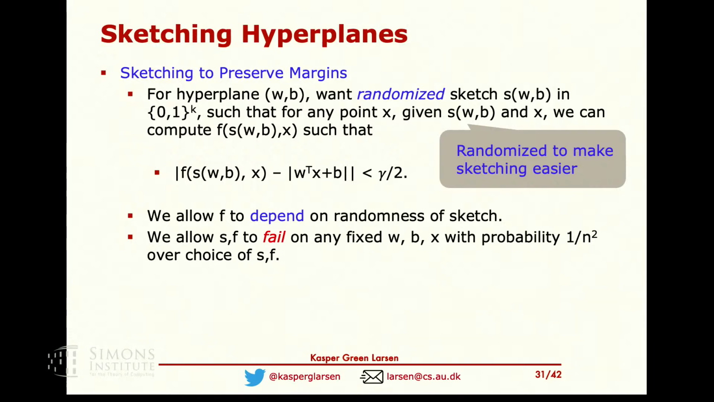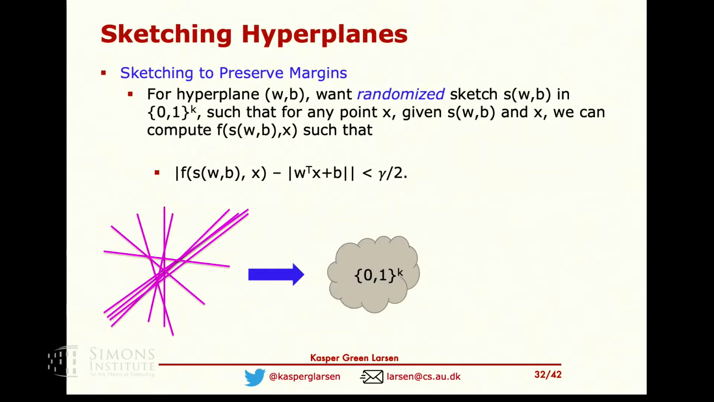Of course, it's randomized, and we will allow it to fail. We will say that for any fixed w, b, and x, and here I'm still assuming both w and x have unit norm, I'm allowed to fail with probability 1 over n squared. So there's some small failure probability that I do not manage to approximate w transpose x plus b. And what we're aiming for is k being log n over gamma squared. I'll get back to what this sketch is. It's basically just JL plus randomized rounding. I think you can almost guess it if you know this kind of work. So the sketching part is not so interesting. It's just JL.